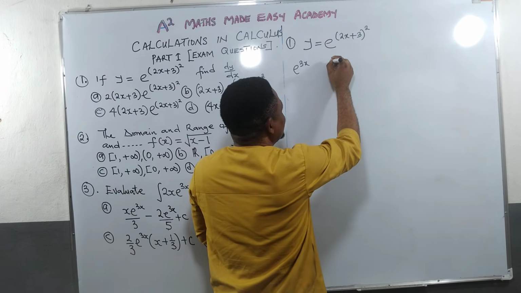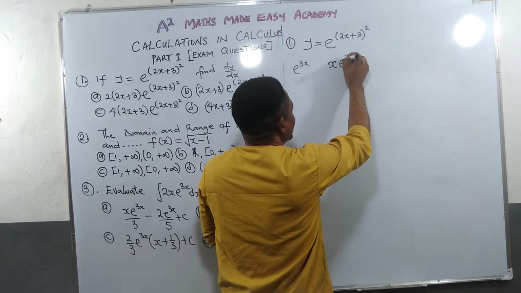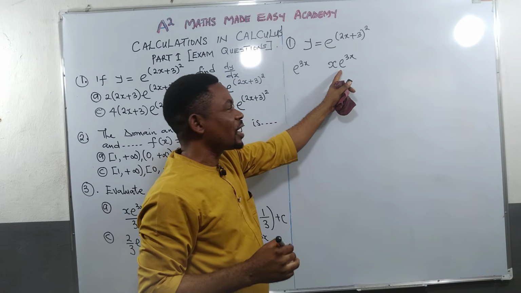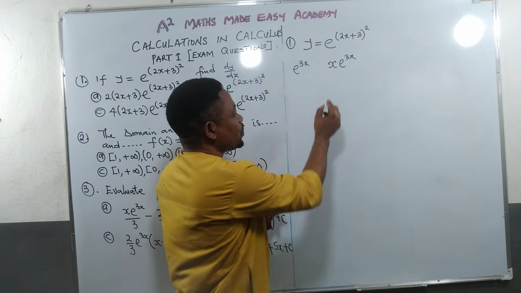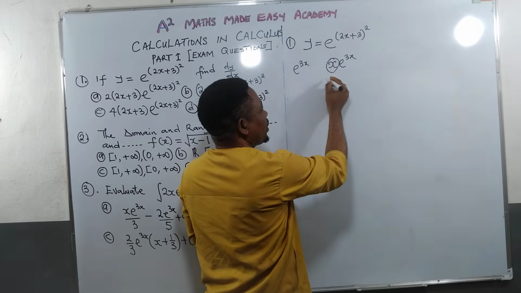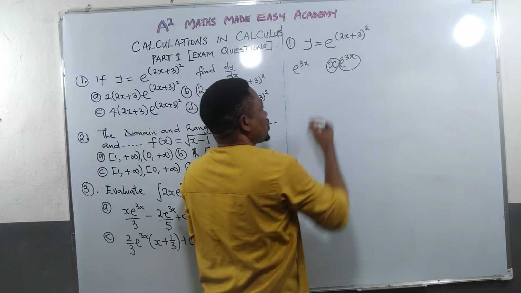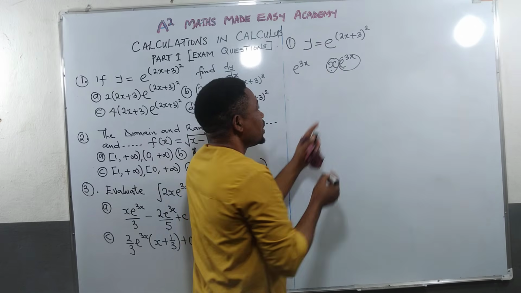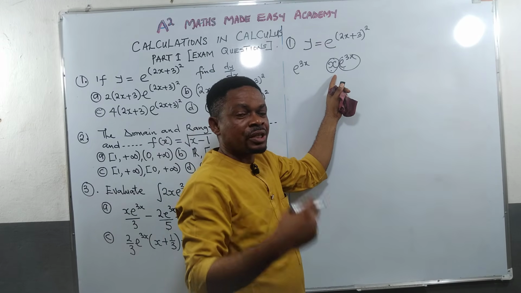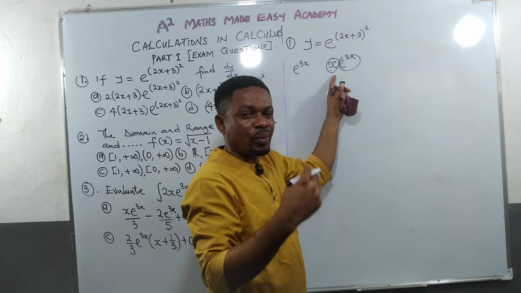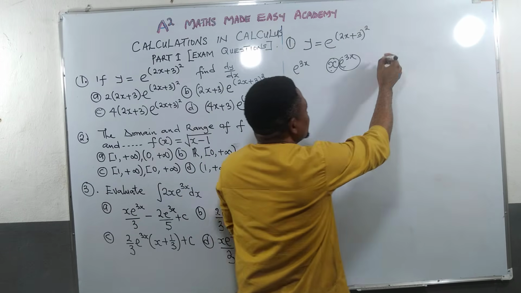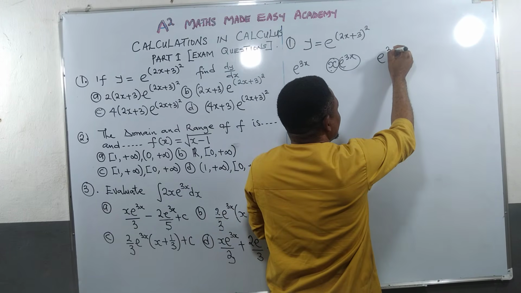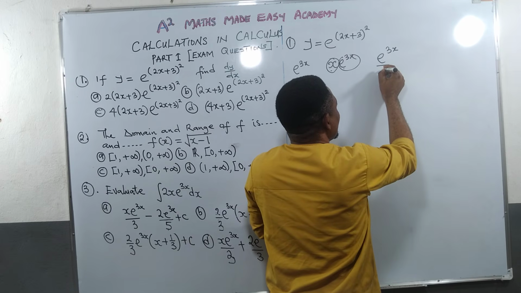But if I now say x exponential 3x, can you see it is no longer a single function? This is a product function. X is one function of its own, and exponential is another of its own, which means this one is multiplied by this. This type of differentiation is called differentiation by product rule. But what if I have something like this: exponential 3x, then all over x.